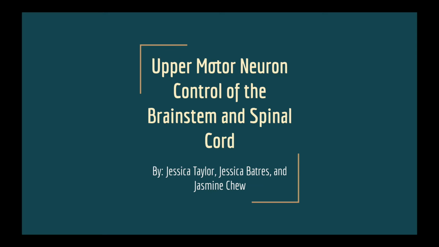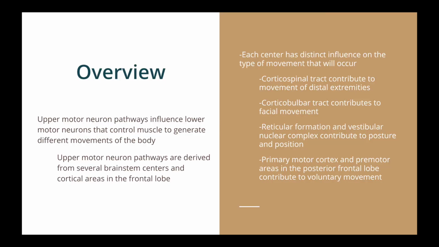The topic we are covering today is upper motor neuron control of the brainstem and spinal cord. Upper motor neurons are essential for coordinating many different types of movements by signaling the circuits of the brainstem and spinal cord that innervate different areas of the muscular system. The types of movements that are generated by these pathways include posture, balance, voluntary movement, and locomotion.